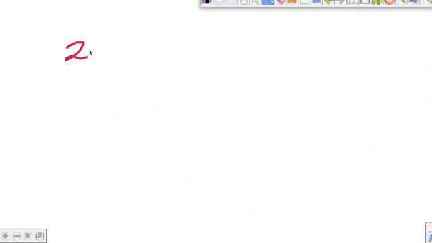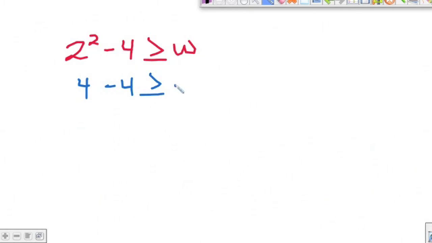What if I had 2 squared minus 4 greater than or equal to w? Alright, well first let's take care of the exponent. 2 squared is going to give me 4 minus 4 greater than or equal to w, which becomes 0 is greater than or equal to w. Now, reading it this way, notice our variable is not on the left. This says that 0 has to be bigger or equal.